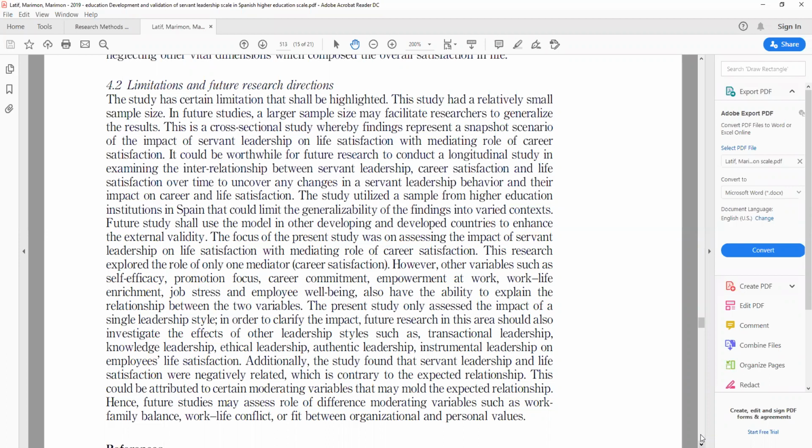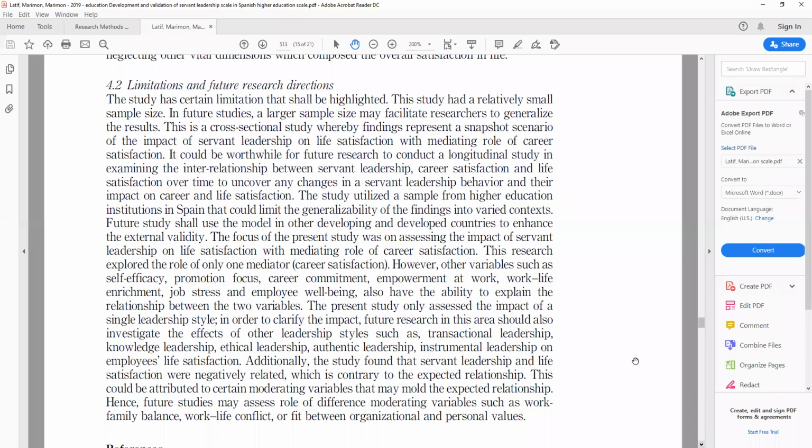This is a cross-sectional study. Now, what is a cross-sectional study? Done at one single point in time, data collected at one point in time. The opposite to this is a longitudinal study, where you collect data at multiple points in time. For instance, you collect data at the start of the financial year, then in the middle of the financial year, then at the end of the financial year. In this case, we did it in the education sector. So you can collect data right at the start of the semester, in the middle of the semester, or at the end of the semester.